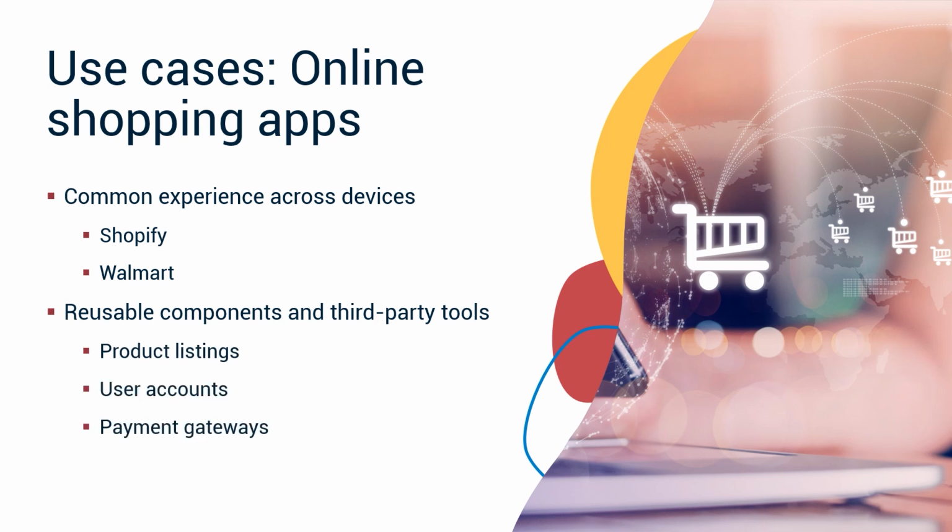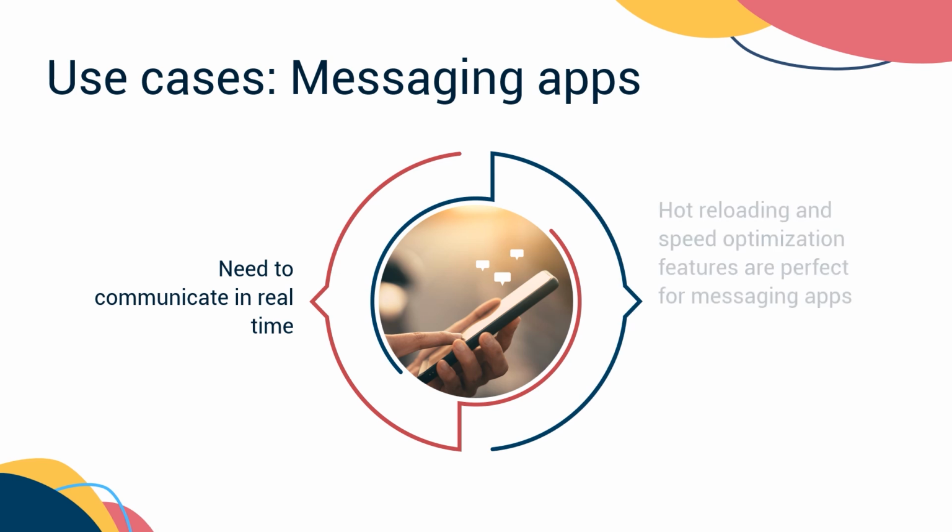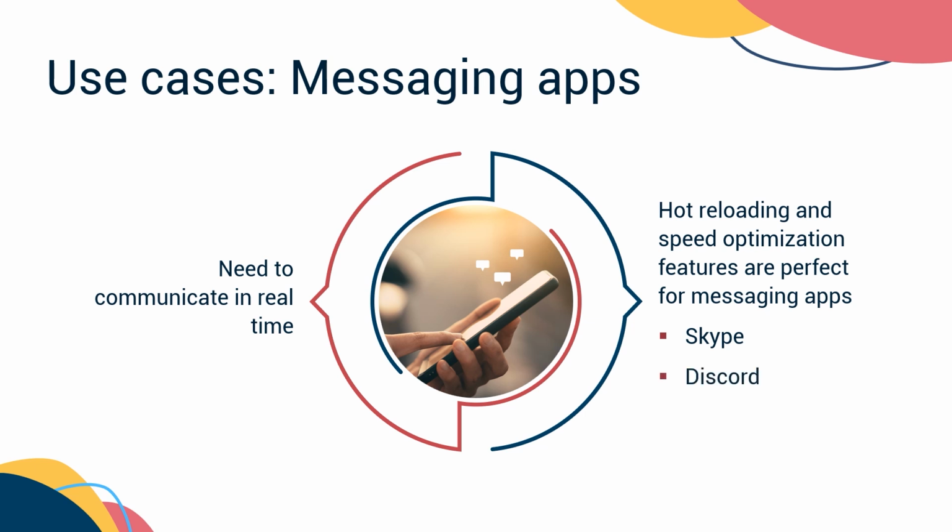Messaging apps need to be able to communicate in real time and give users a smooth experience. Hot reloading and speed optimization in React Native make it perfect for making messaging apps. As an example of a messaging app made with React Native, Skype shows that it can handle complex real-time exchanges. Other examples include the messaging and VoIP app Discord.